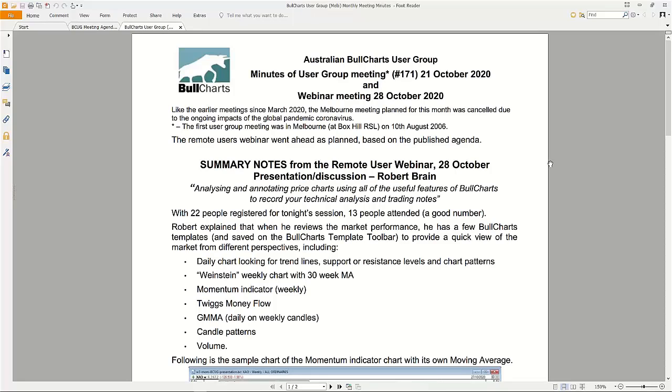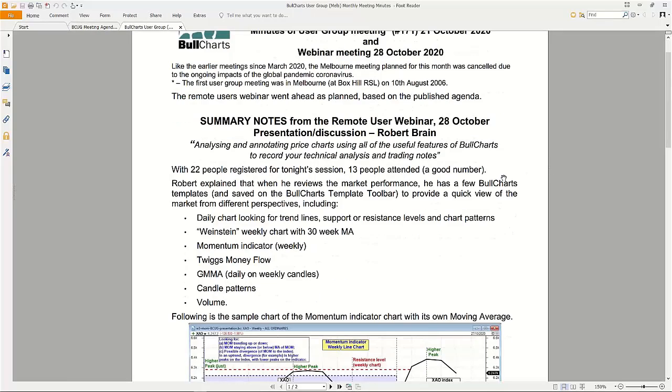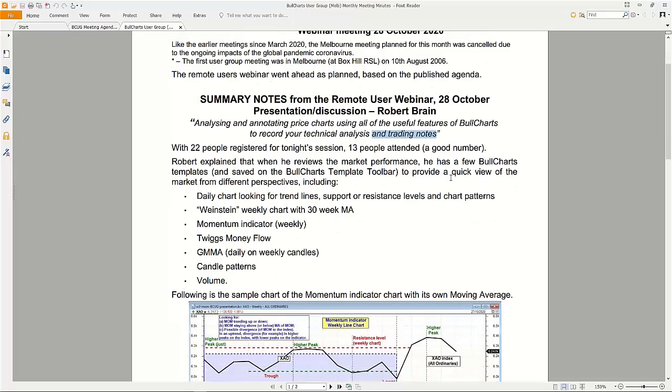Last night, I did a presentation and discussion all about analysing and annotating price charts, using a lot of the features of BullCharts to record your own analysis and trading notes, showing the options of how to do it with IntelliCharts and without, by saving the price chart as a separate chart file rather than use IntelliCharts.